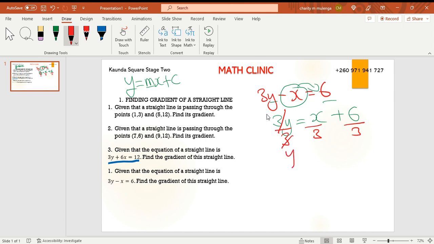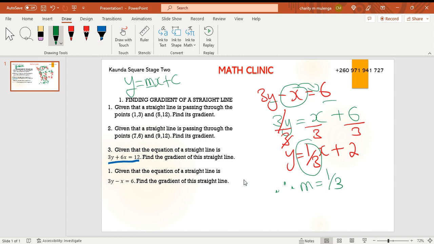You cancel, you cancel. Now, I would like to tell you something. The number that is next to the letter x here is 1, but in mathematics, it's obvious that we don't indicate the 1 there. So in short, our gradient there is 1 over 3. 3 into 6, we're having 2. So therefore, our gradient for this straight line is 1 over 3.